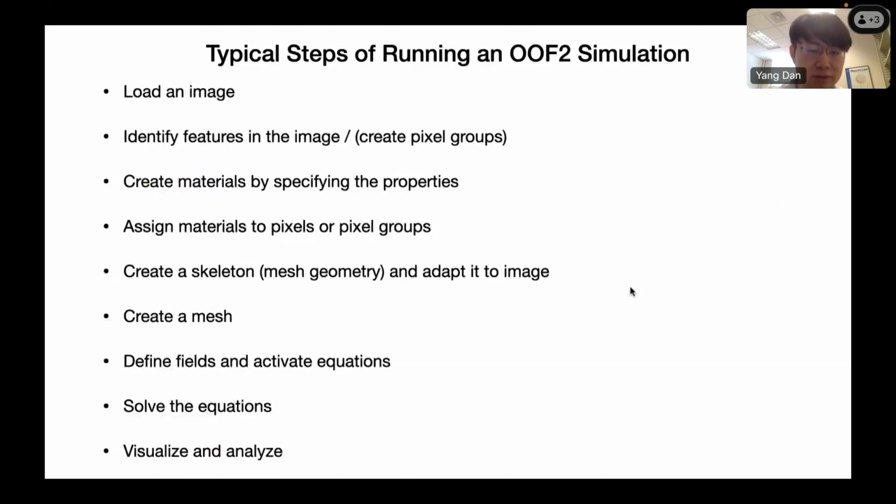So after the materials have been created and assigned, the next step is to create the skeleton and adapt it to the image. Then we create a mesh based on the skeleton, and on the mesh we define the fields and activate the equations that we want to use in our simulation. After all of this is done, we can just solve the equations and get the solutions. And in the end, we can visualize and do the analysis here.